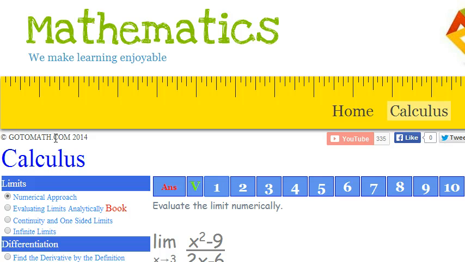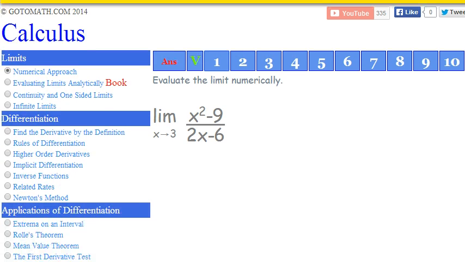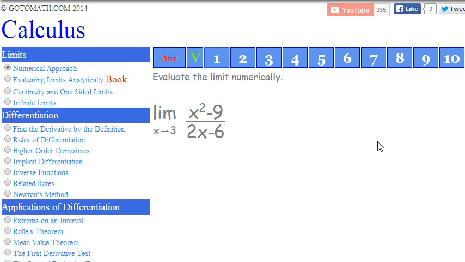Alright, we're here at gotomath.com, working calculus. We're looking at limits and we're solving them numerically. So let's scroll down the page a little bit and take a look at this particular problem. We've got the limit as x approaches 3 of x squared minus 9 over 2x minus 6. We want to find out what this limit is, and we're going to do it using the numerical approach, which is pretty simple, to say the least.